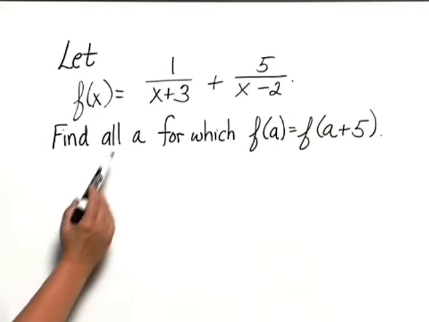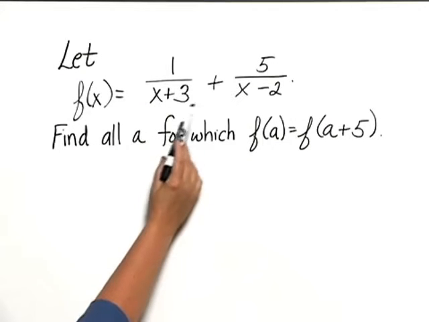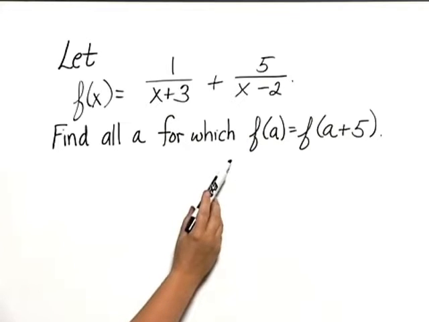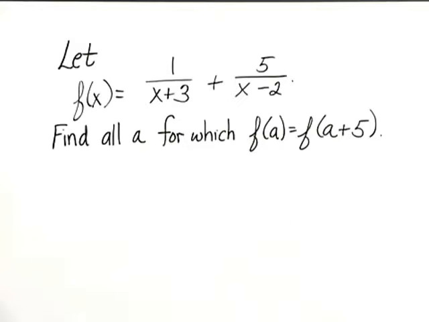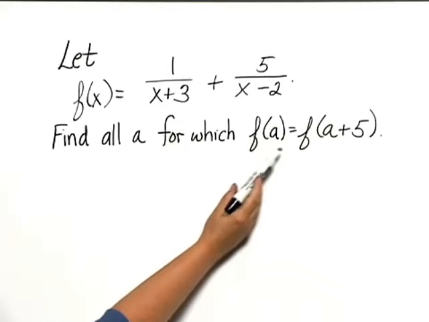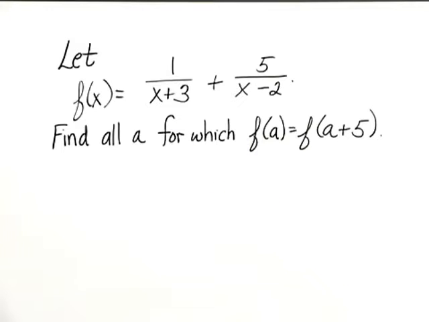Let f of x equal 1 over x plus 3 plus 5 over x minus 2. Find all a for which f of a equals f of a plus 5. Now for this problem, let's just start by finding f of a and then f of a plus 5.